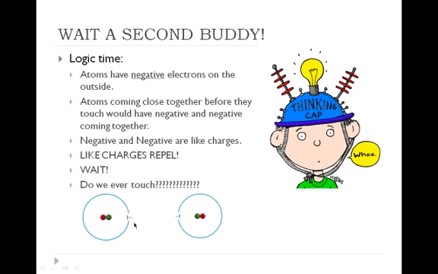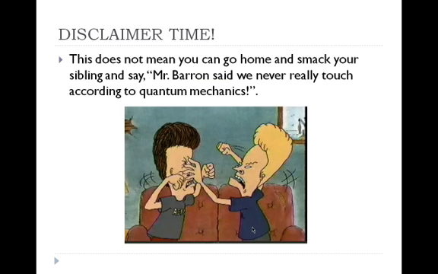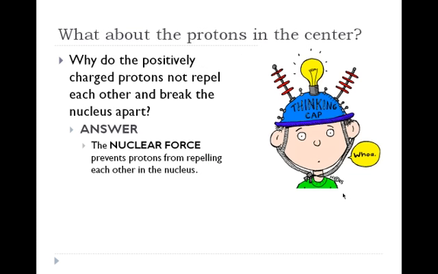So we have 2 hydrogen atoms, and the negative charges repel each other. So technically, no, we don't touch. But it's so close, we can round it off and say we do. This does not mean you can go home and slap your sibling and say, Mr. Barron said we never really touch according to quantum mechanics. And that's actually the field that this is about. Quantum mechanics studies those really small particles of matter and how they come together and behave.